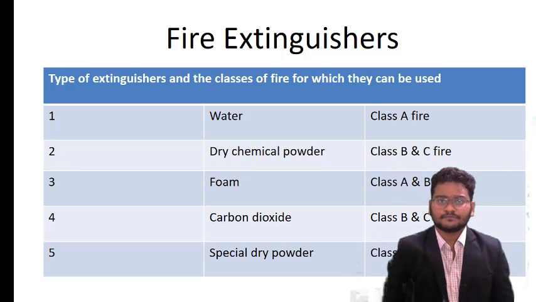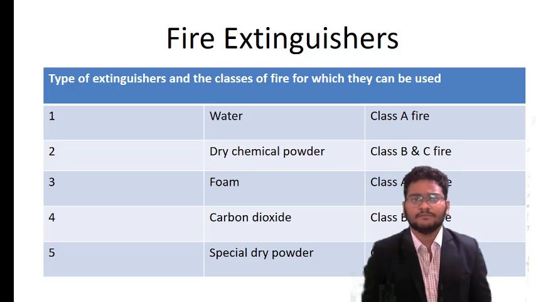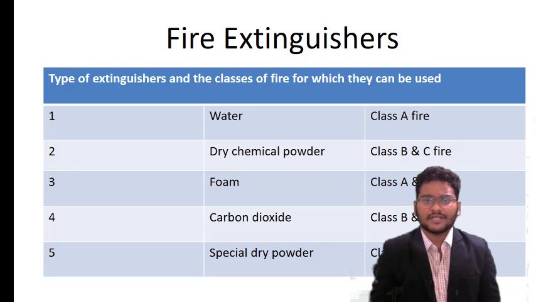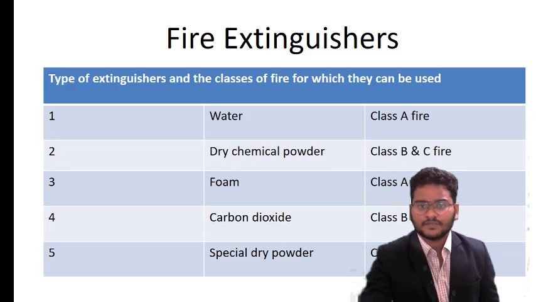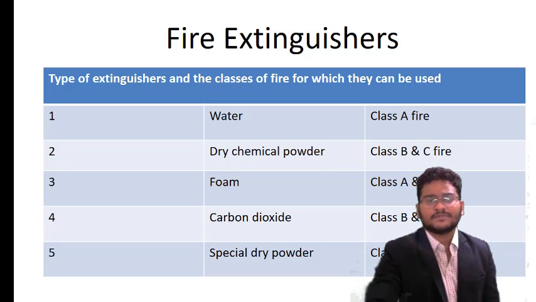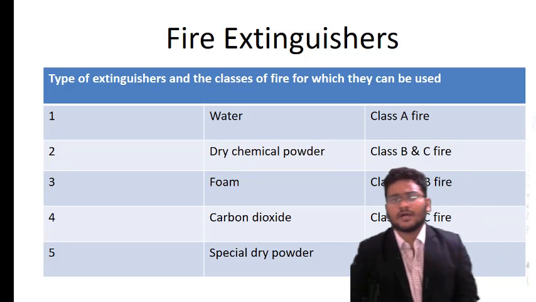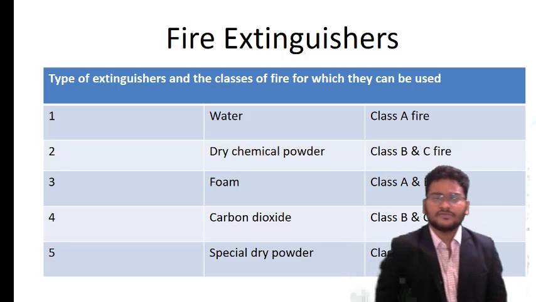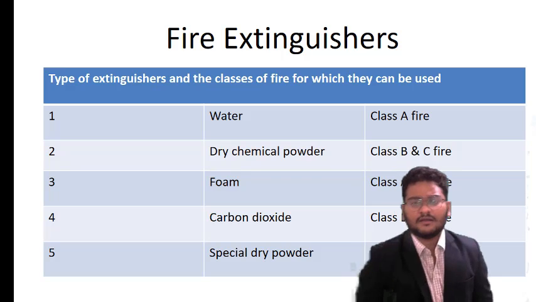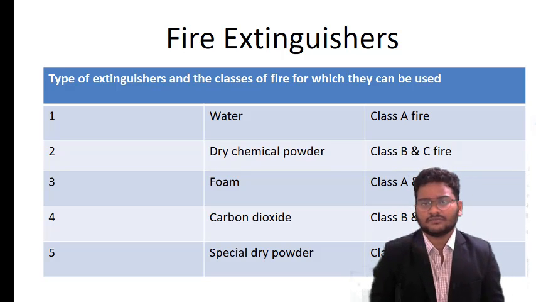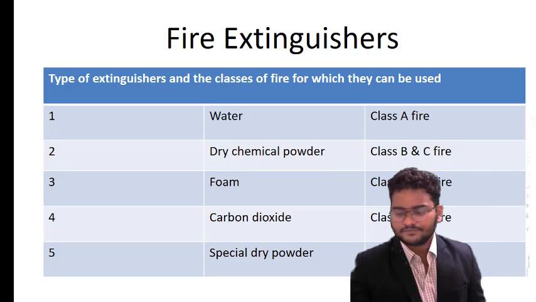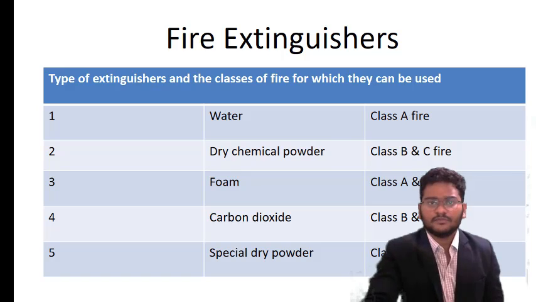Next we will go for the different types. In that classification, carbon dioxide we will use mainly for B and C fires. So you can see the two types: carbon dioxide and dry chemical powder both will be used for classification B and C. Coming to the final one, the dry chemical powder, that one we are using for class D fires. That will be special.